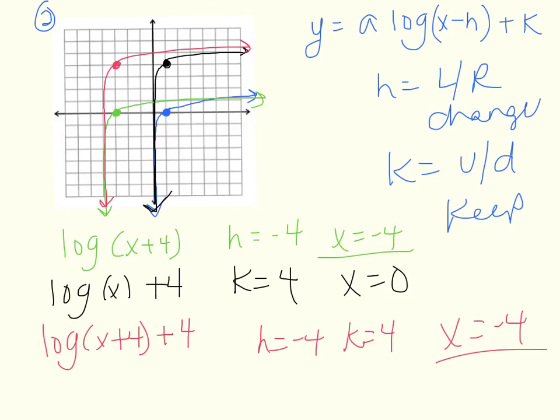So go ahead and try numbers 3 and 4 on your own, and practice finding your h and k, and then moving from that original key point. And don't forget to write your asymptote equation for each one.